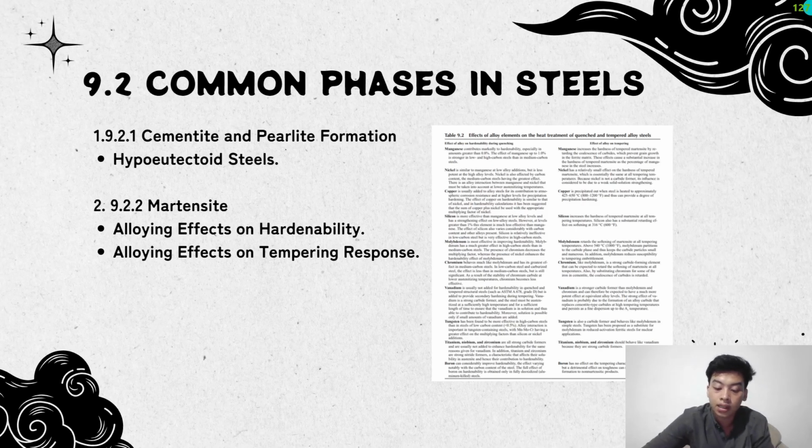Hypoeutectoid steels. Steels with less than 0.77% C are called hypoeutectoid steels. When low carbon steels with up to 0.30% C or medium carbon steels with 0.30 to 0.60% C are slowly cooled from the austenite phase, some low carbon ferrite forms first along austenite grain boundaries in the two-phase gamma plus alpha region of the phase diagram.